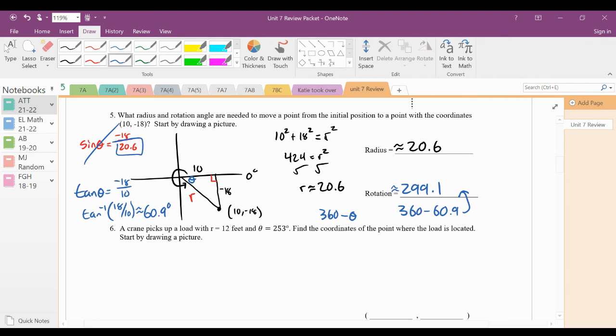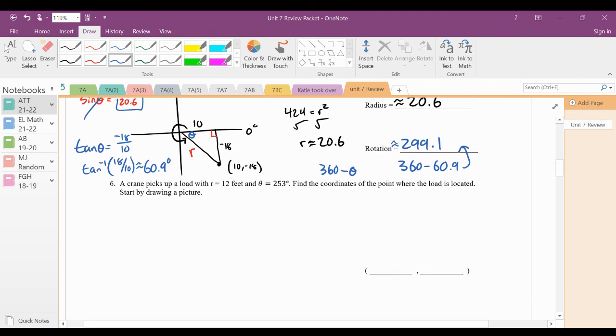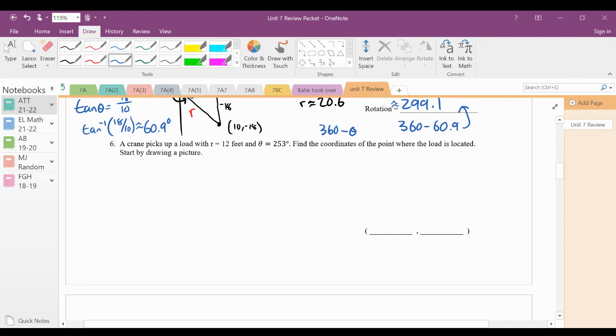All right, and lastly, number 6 here. We've got a crane that picks up a load with a radius of 12 feet and a rotation angle of 253 degrees. All right, that is between 180 and 270, so that's going to put us in our third quadrant. And I know the radius is 12, rotation of 253.